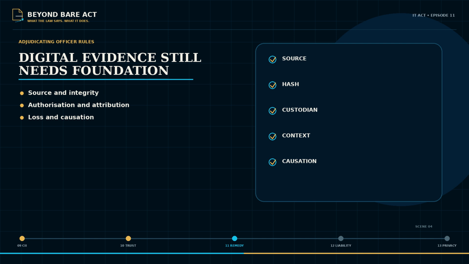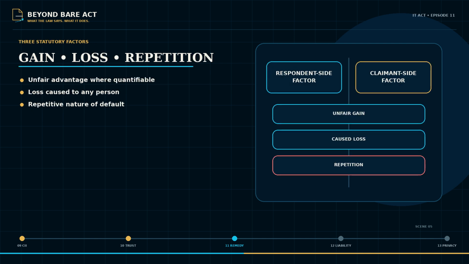Here, the transferable skill is to organise evidence by legal element and procedural purpose, not by whichever file was easiest to print. Section 47 directs the adjudicating officer to have due regard to 3 factors while deciding the quantum of compensation: the amount of gain of unfair advantage, wherever quantifiable, made as a result of the default, the amount of loss caused to any person, and the repetitive nature of the default. The factors pull the analysis beyond a single invoice.